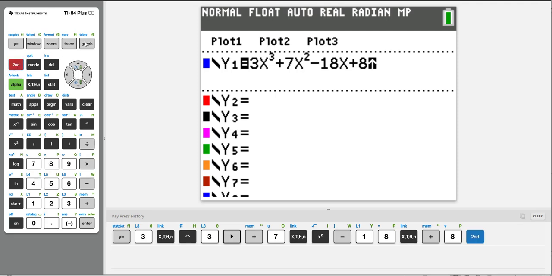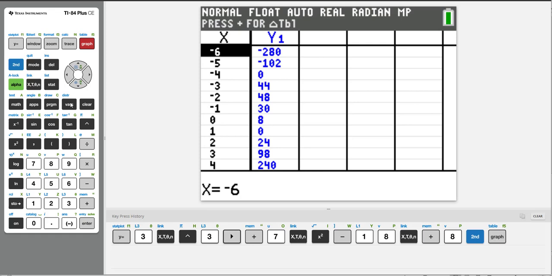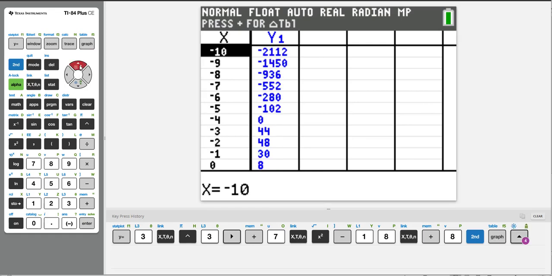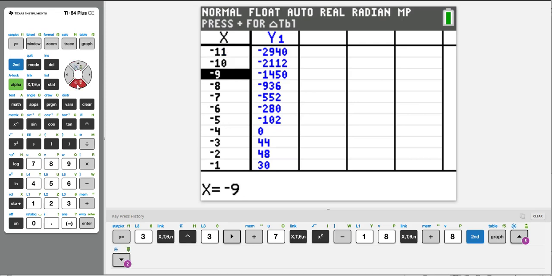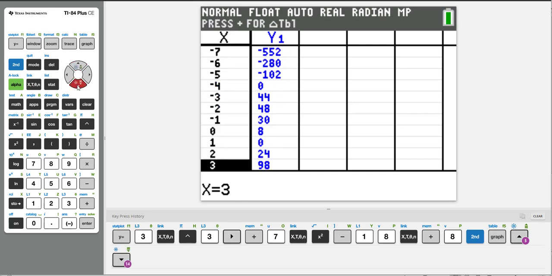Press second table. Using the up and down arrows, find the x-intercepts on the table. The x-intercepts are -4, 0 and 1, 0. Don't use 0, 8. It is the y-intercept.